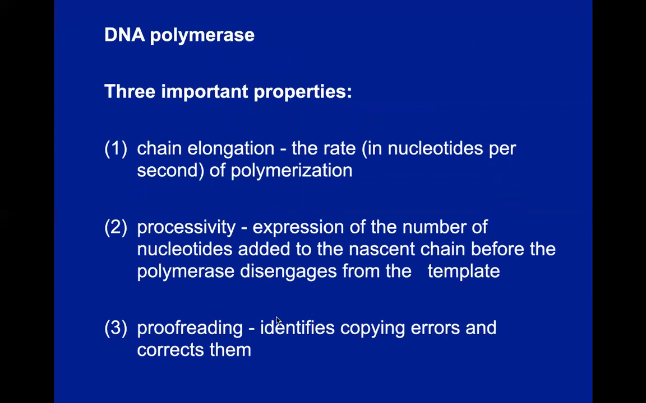Now DNA polymerase has three important properties. One is chain elongation, that is the rate of polymerization. Then processivity. What do you mean by processivity? It is the expression of the number of nucleotides added to the nascent chain before the polymerase disengages from the template. That is, the DNA polymerase will not be disengaging from the template. So it holds on to the template and goes on synthesizing without disengaging itself from the DNA strand. And it also has proofreading capacity, that is, it identifies the errors and corrects them.